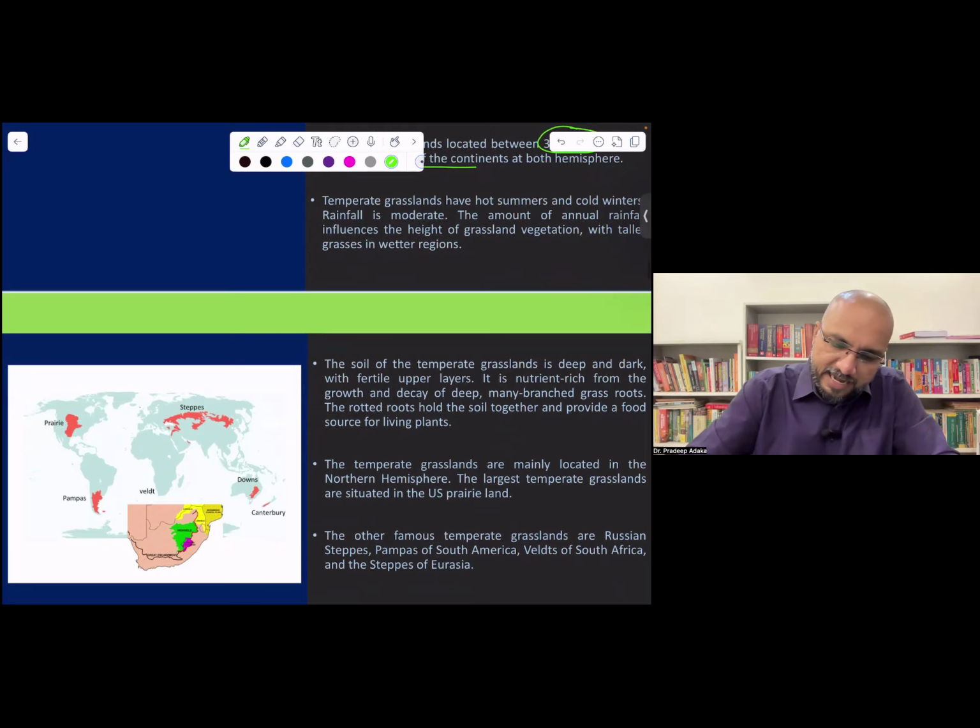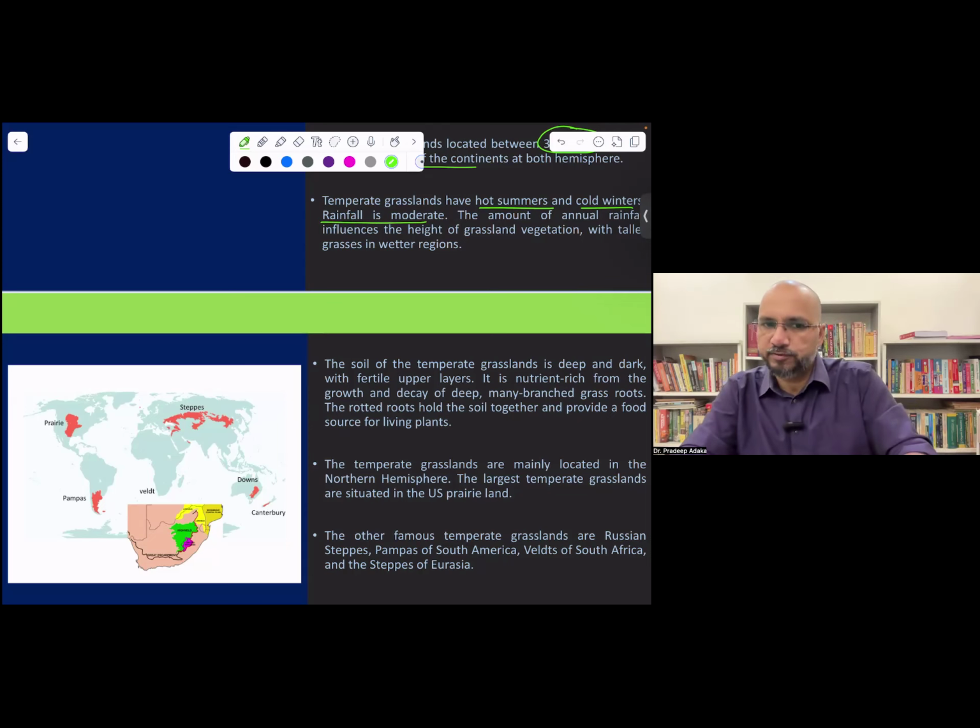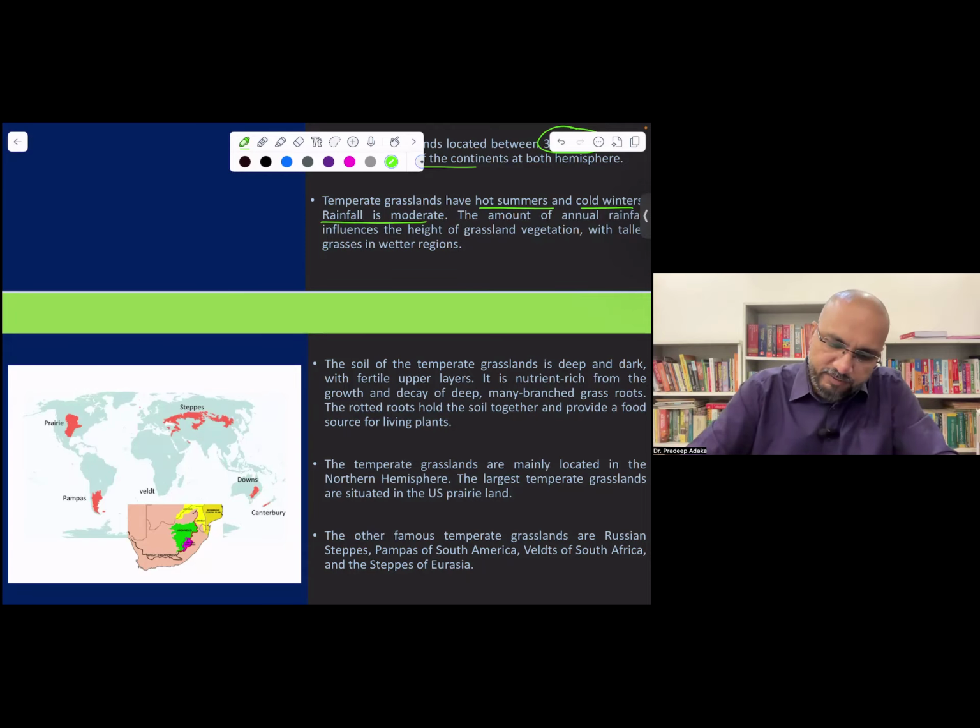They have hot summers and cold winters, and rainfall is moderate, not very high, because high rainfall can support forest, while moderate rainfall cannot support a lot of vegetation. So the amount of annual rainfall influences the height of grassland vegetation, with taller grasses found in wetter regions and short grass found in relatively drier regions.